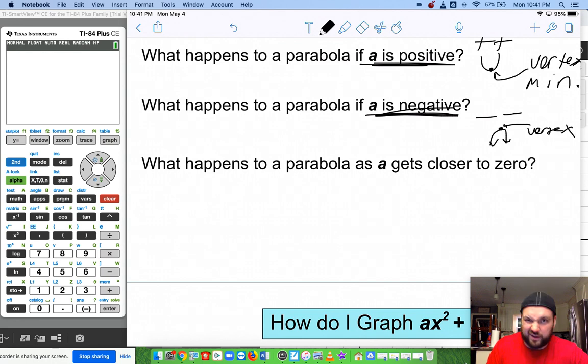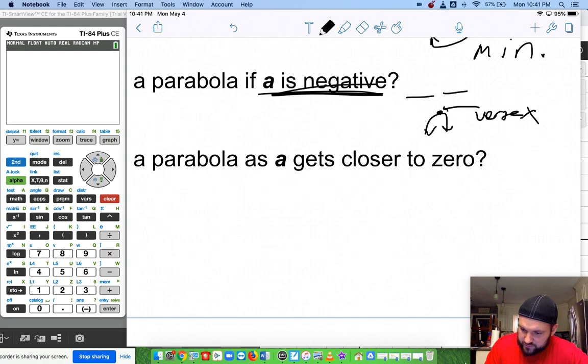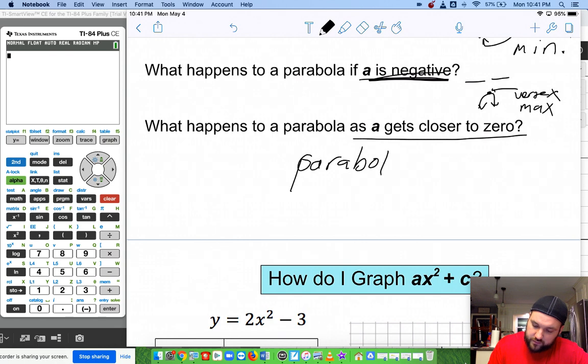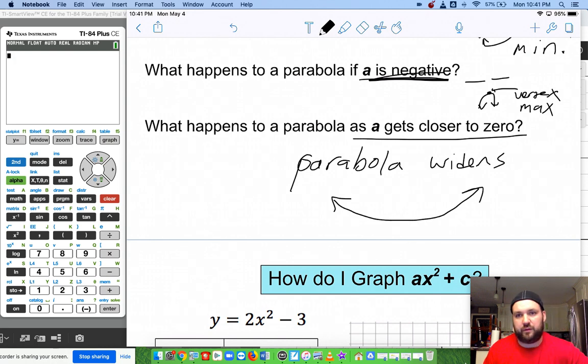You don't need to put the plus plus and the minus minus. It's just something that I was shown as a student, and I've remembered it ever since. And then what happens to the parabola as a gets closer to 0? As a gets closer to 0, the parabola flattens or widens. So it looks something like this. That would be an example of a parabola that has an a value that's really close to 0.